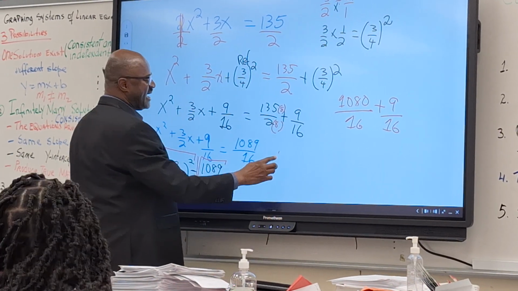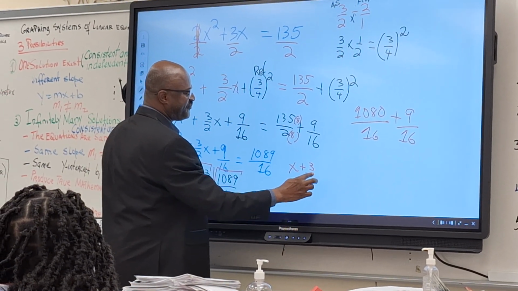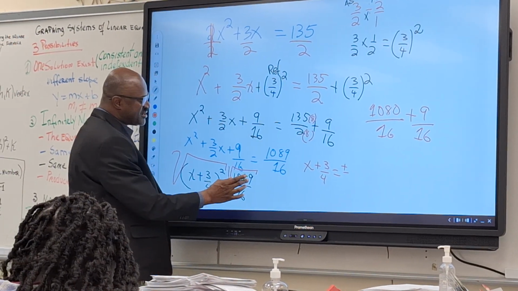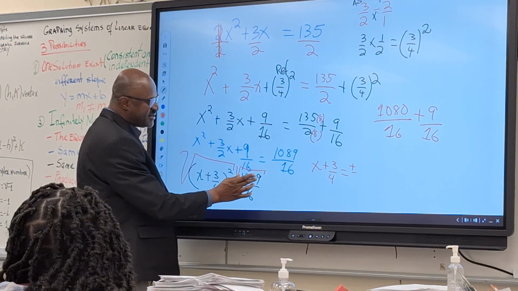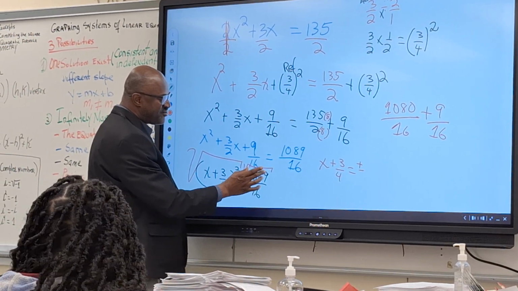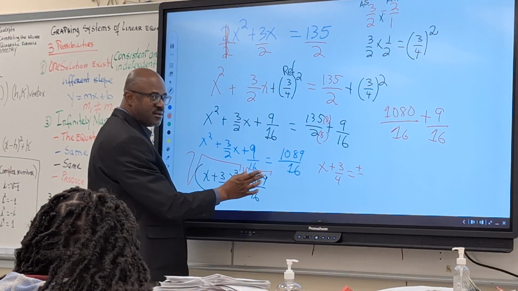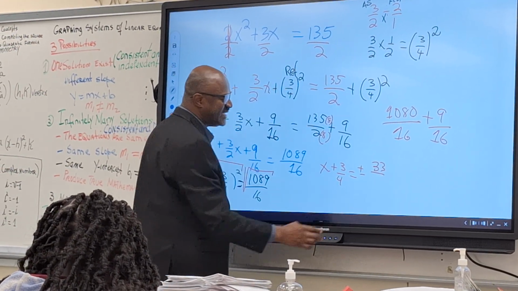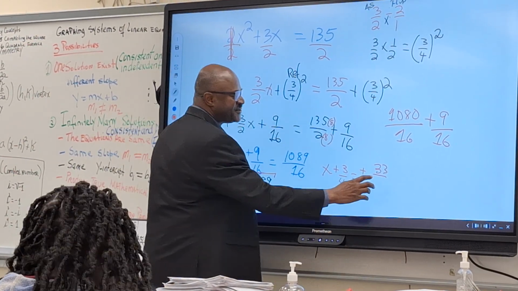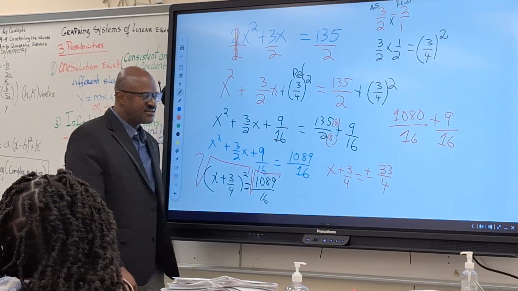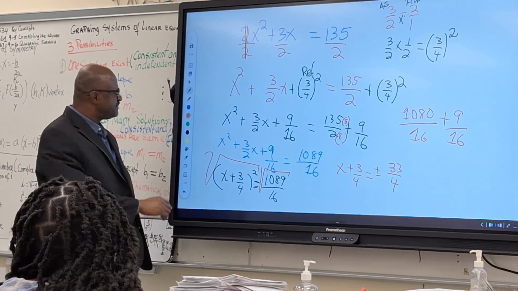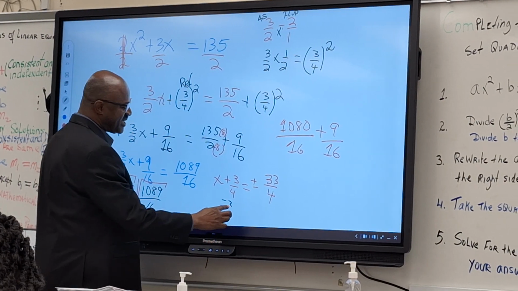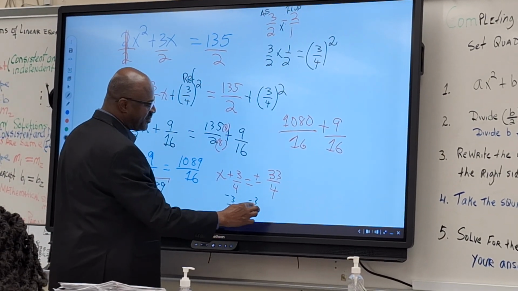And you will have x plus 3/4 is equal to plus or minus. What is the square root of 1089? Calculator will give you that. 33. What is the square root of 16? 4. Now we need to get x by itself. What do you need to do? You subtract 3 over 4 from each side. You subtract 3/4 on each side.